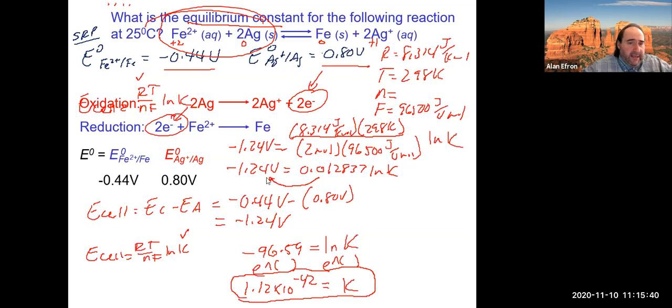Another thing: if you use one of the shorthand versions of this equation, like 0.0257 over n, or 0.0592 over n, log of K versus natural log K, you may get a slightly different answer at the end depending on how you round it, but the minus 42 part should be right on. So you might get something like 1.23 depending on how you round it. Any questions on that particular one there?